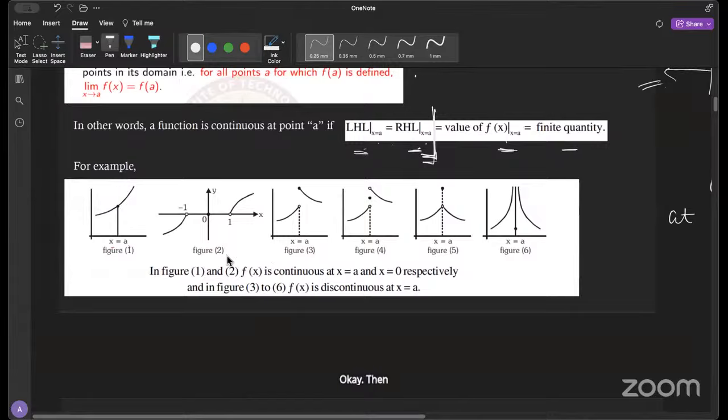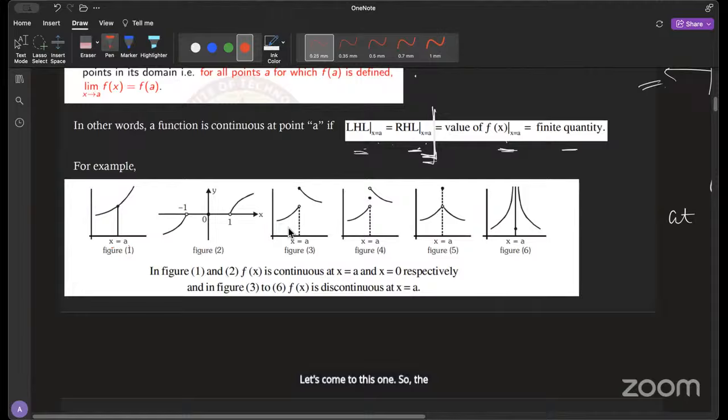Then the same is there, and we have this thing here. But this says that it is continuous at x equals 0. So we'll come to this one later. Let's just discuss the other ones first. Let's come to this one.